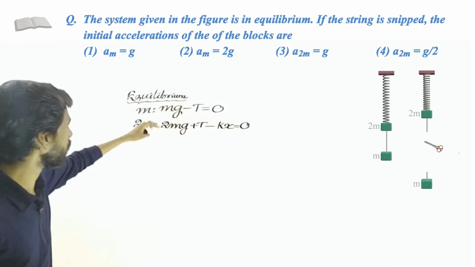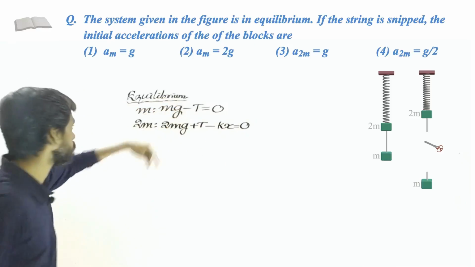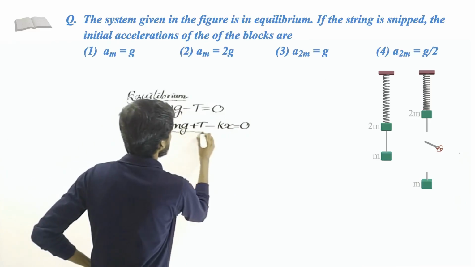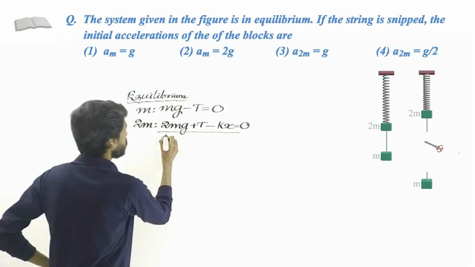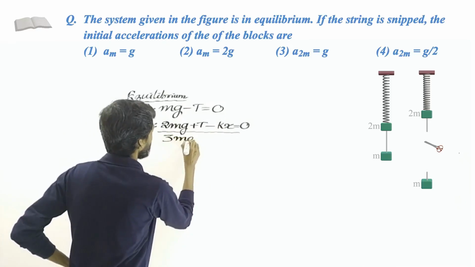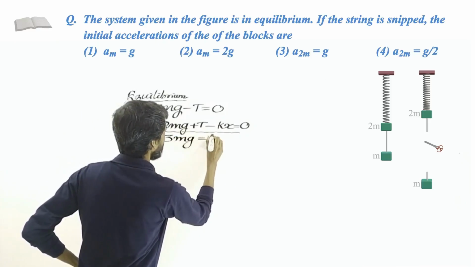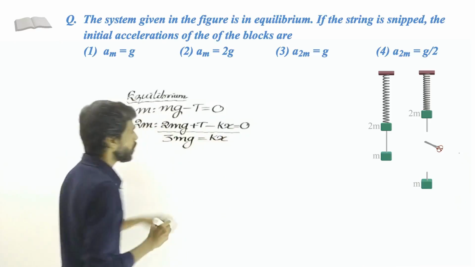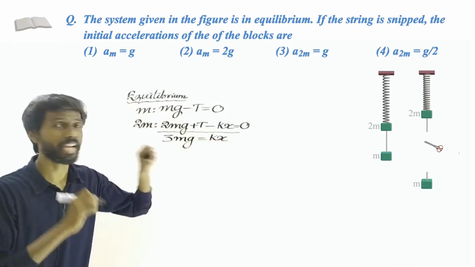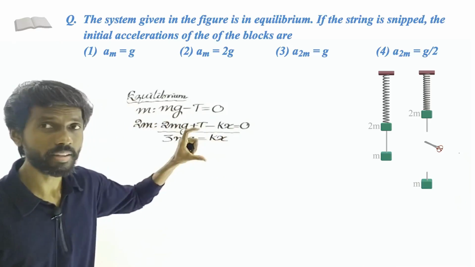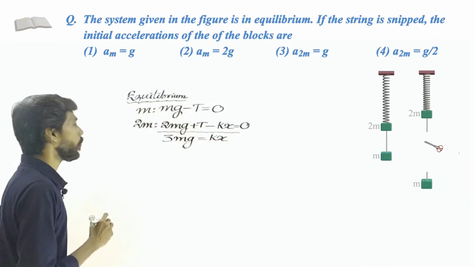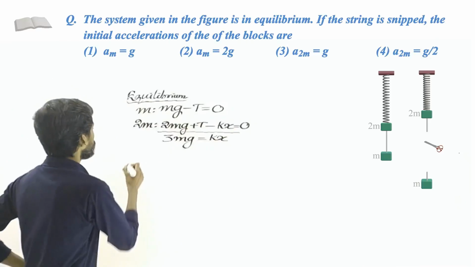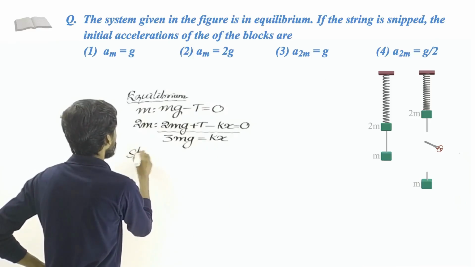Now we don't need the tension, so we can just add these two. If you add these two, we get mg plus 2mg, that is 3mg, equals kx. That's it. This will give us the required value of x, the elongation of the spring initially, when the system is in equilibrium. So that is done.